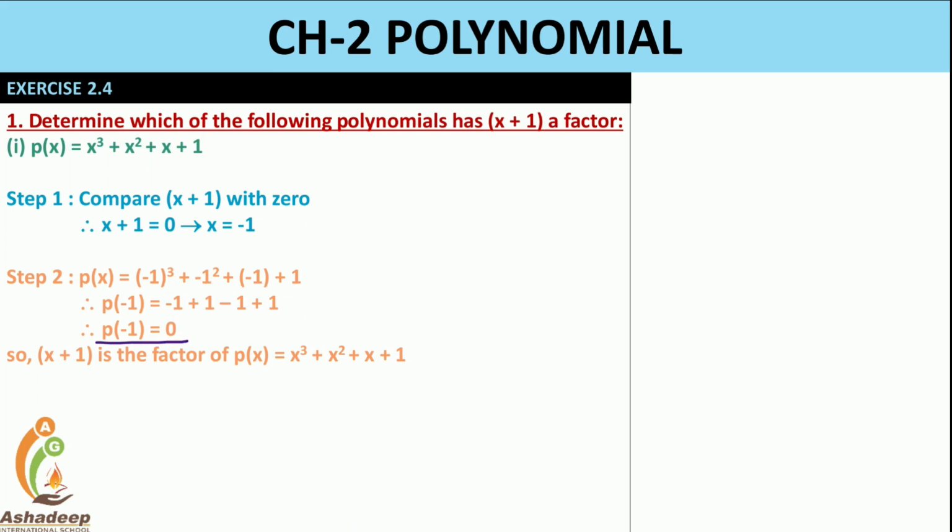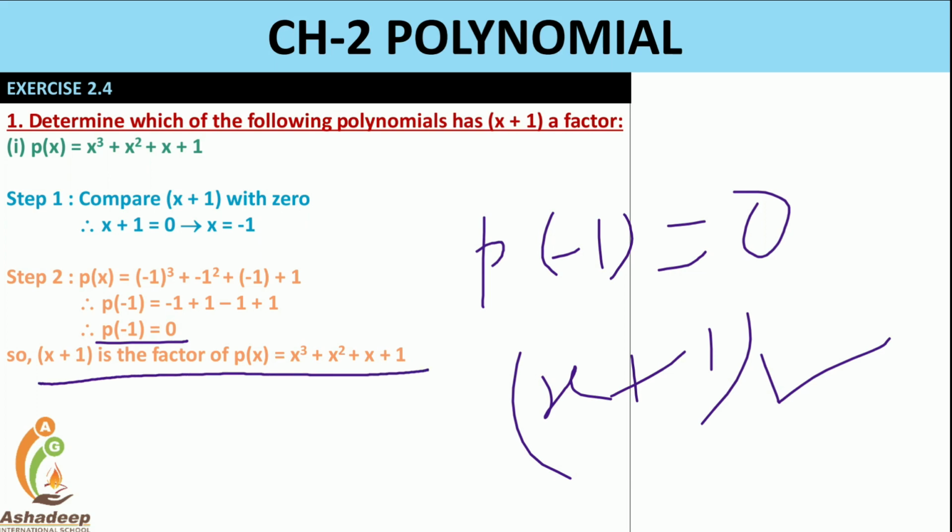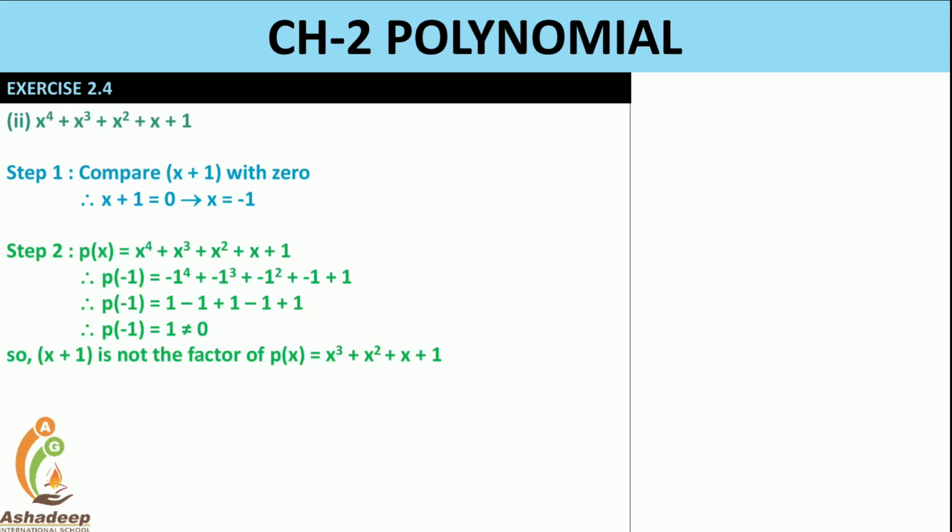If it is 0, see p of minus 1, here p of minus 1 is equal to 0. So therefore x plus 1 is a factor of the given polynomial.